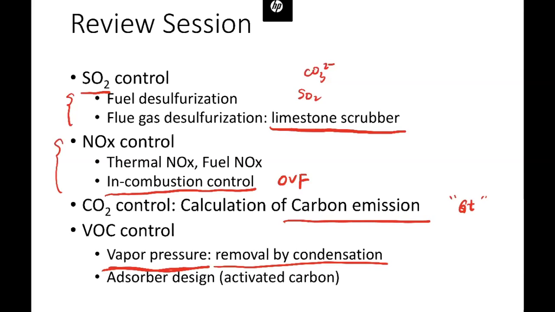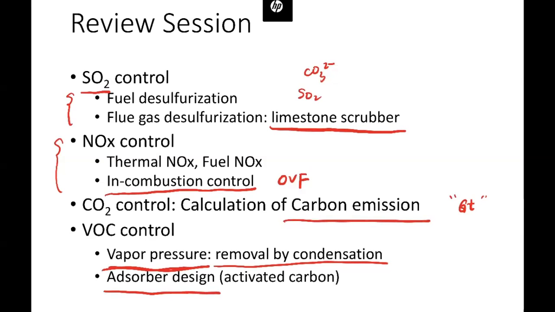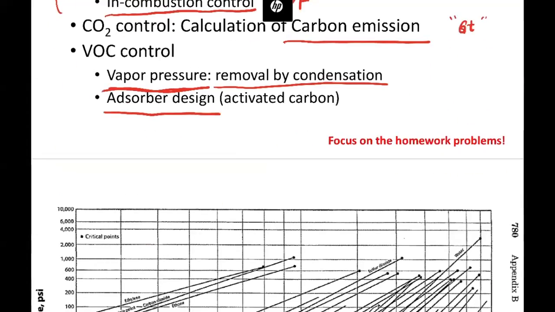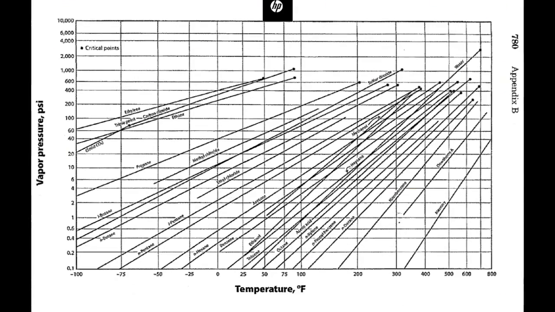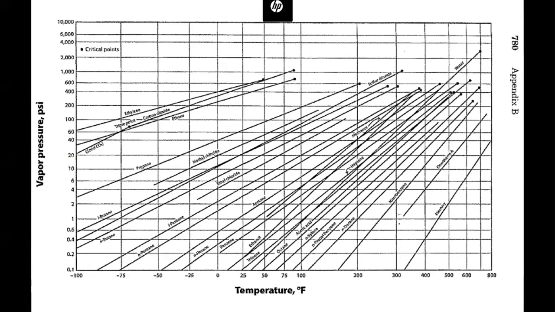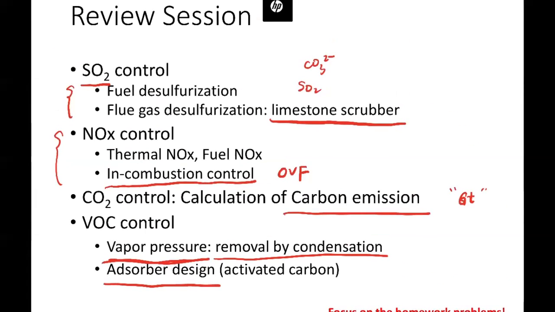I think your most recent homework problems are about this question here. And also, we introduced the absorber design. Inside the absorber, we need to refer to the capacity curves of the activated carbon, right? An example: here I'm first showing the vapor pressure as a function of temperature. You have to get familiarized with this table, because we can use that for both the removal by condensation, and also for the absorber design.